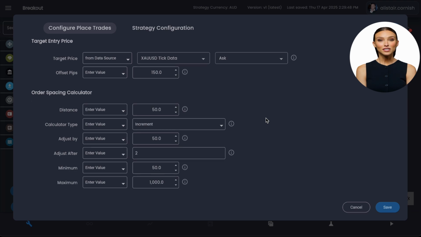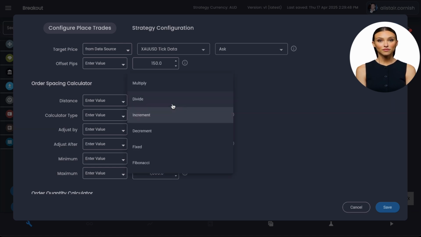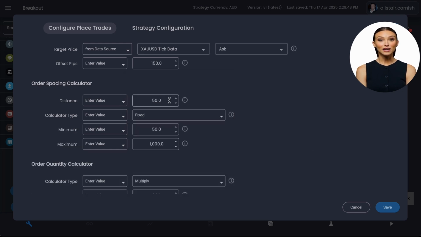Next, we configure the distance between each order placed using the order spacing calculator. The first step is to set the initial distance between the first and the second order. Now, let's choose the option that determines how to calculate the distance from the last order placed and the next order to be placed. Selecting the fixed option will subtract the initial distance entered from the entry price for each consecutive buy limit order, creating an evenly spaced grid of orders.